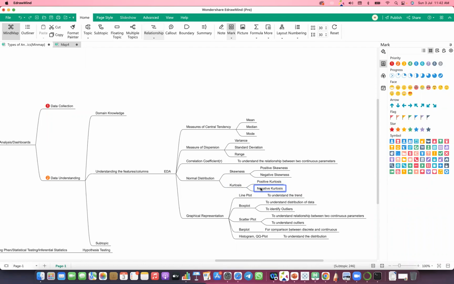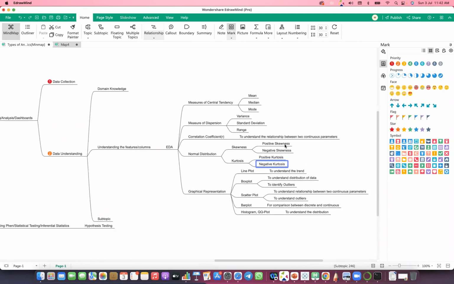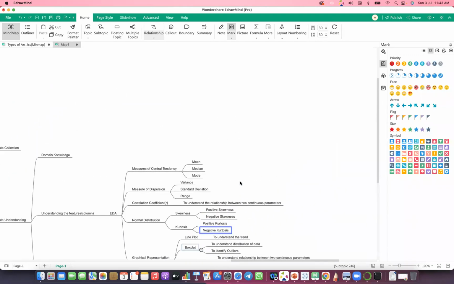So now what is this skewness? What is this kurtosis? Let us have an understanding of skewness and kurtosis. For example, histograms, QQ plots, and box plots are explaining about what? They are explaining about a distribution.